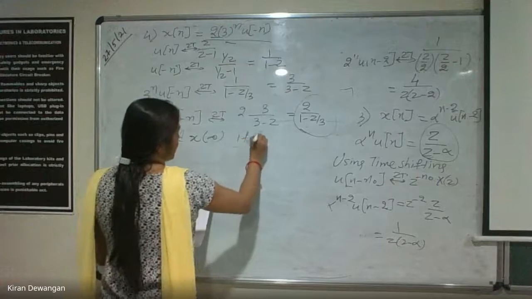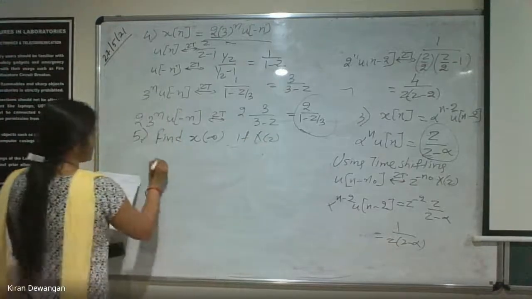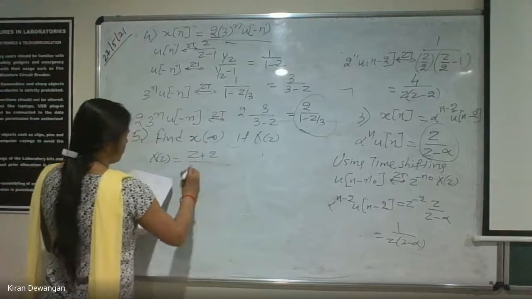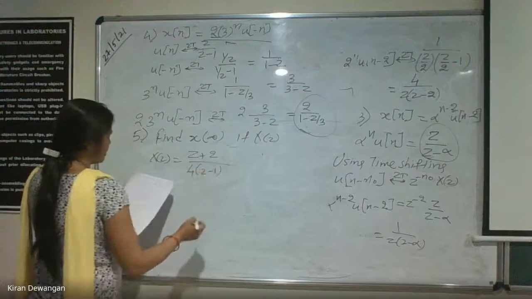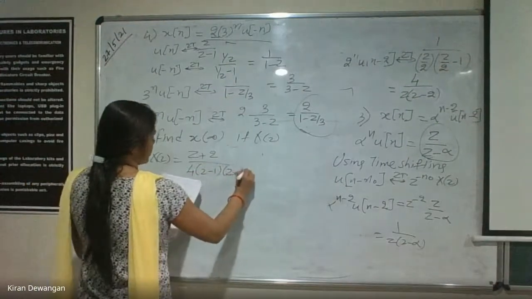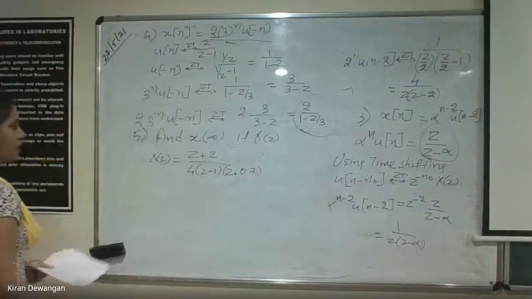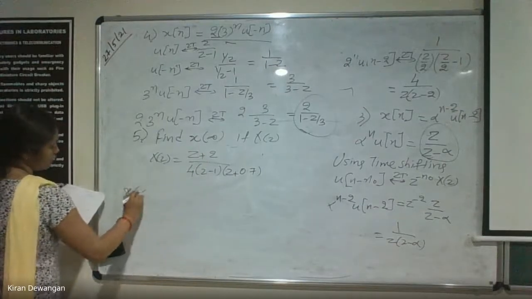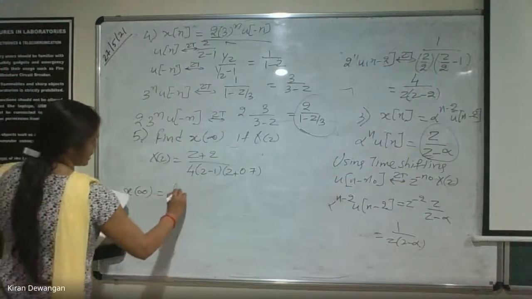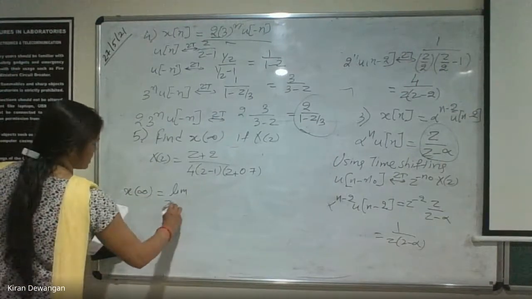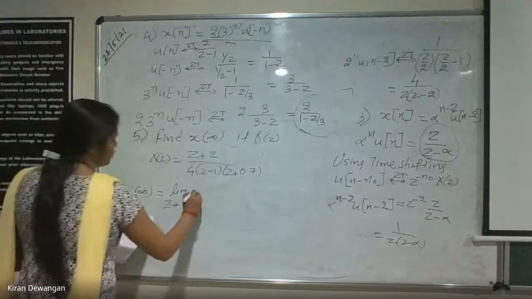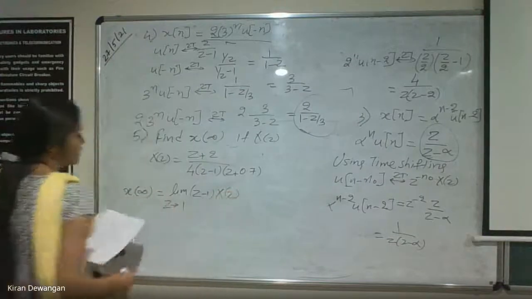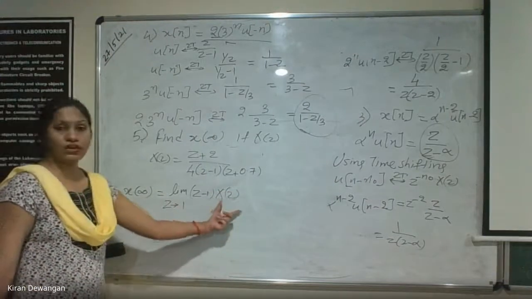If x of z is given as z plus 2 by 4, z minus 1, z plus 0.7. Now we already know what is our x of infinity. This is x of z. X of infinity is limit z tends to 1 of z minus 1 into x of z.